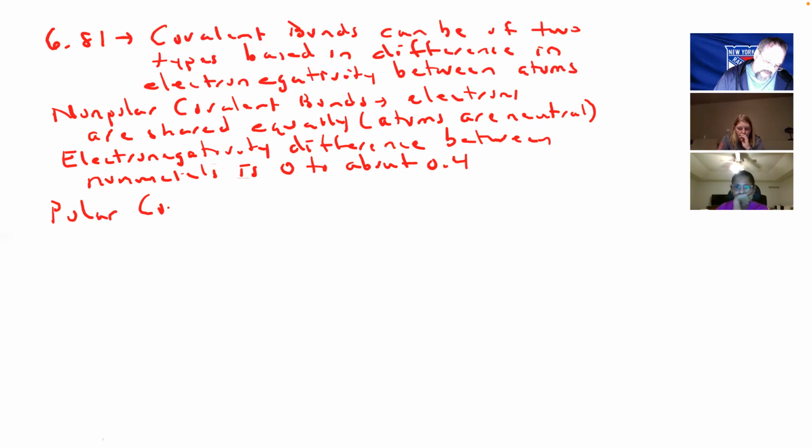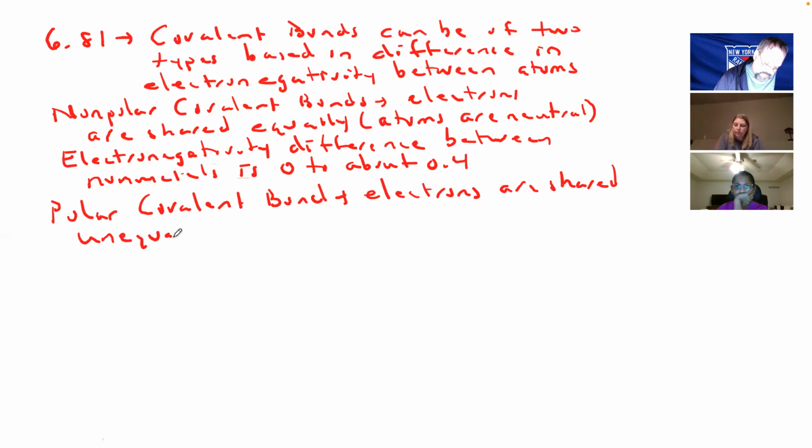The other type of covalent bond is a polar covalent bond. Now here, the electrons are shared unequally. And the atoms are not technically neutral.